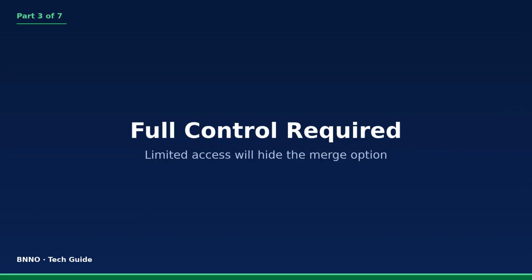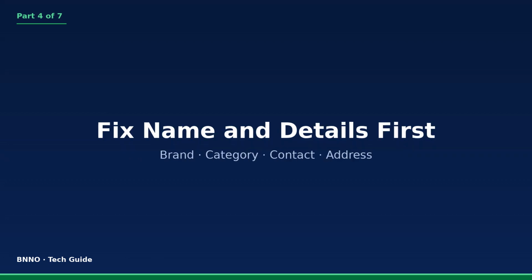The most important rule is full control. Admin-style access is not enough. If you do not have full control of both pages, the merge option may not appear at all. Many people spend time inside settings menus before realizing their real problem is access. Fix access first. Next, align the page identity.